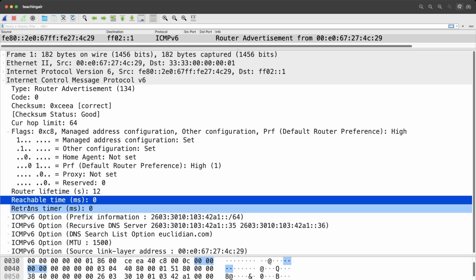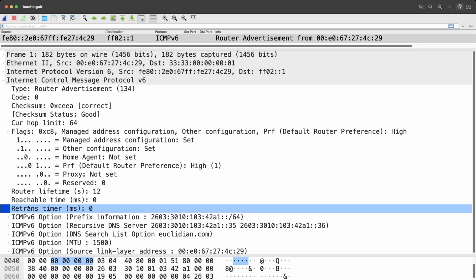Reachable time and retransmit time. This is, again, something that allows you to manage a network a little bit. One problem we had in IPv4 was ARP traffic taking over when you had a very large network. IPv6, for that reason, got rid of ARP. We now have neighbor discovery that fulfills the same role.